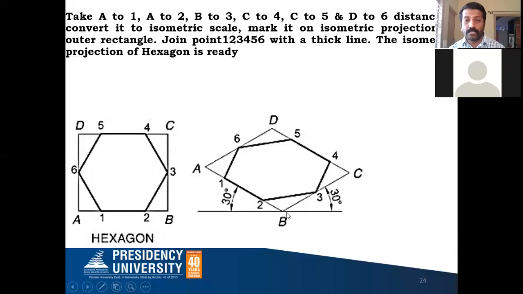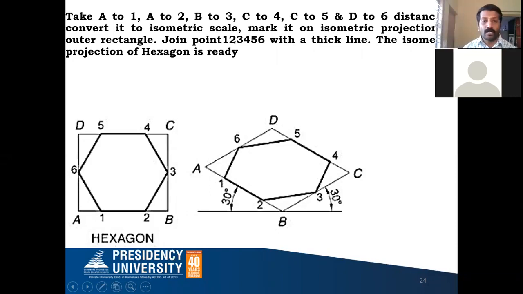B to 3 distance you take, convert that into isometric scale, and cut on the BC line, you're going to get 3. C to 4 distance you take from C and cut on the CD line, you're going to get 4. C to 5 distance, take it, convert that into isometric scale, and cut on the CD line, you're going to get 5. D to 6 distance you take, convert that into isometric scale, and cut on the AD line. So you're going to get all the 6 points.